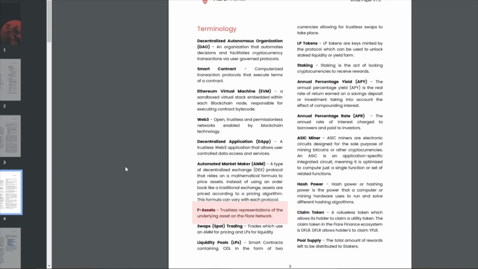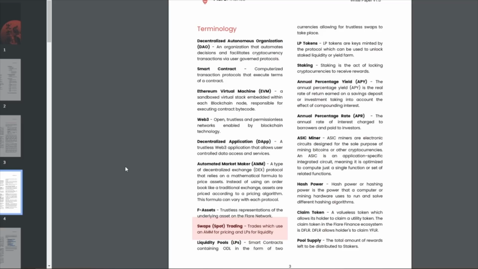F assets. Now, we should all be familiar with what F assets are right now. These are trustless representations of the underlying asset on the Flair network. So for example, you have XRP, which can be trustlessly minted onto the Flair network, and it will become FXRP, meaning it will be able to utilize smart contracts on the Flair network.